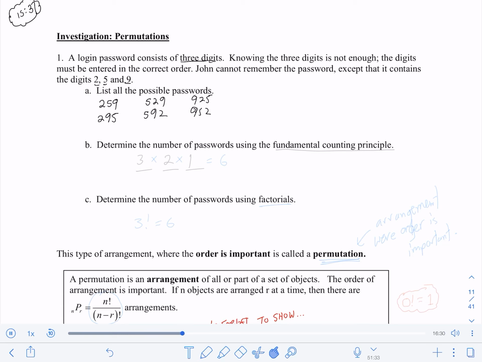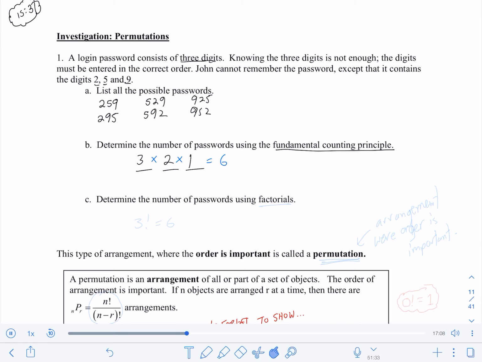There they all are. Now, the other way that we've done this before is using the fundamental counting principle, because I can divide this guessing into 3 stages: the first stage, the second stage, and the third stage. For the first stage, I have 3 choices, either a 2, a 5, or a 9. The second stage, I only have 2 choices because I've used one of them. And then the last is 1 stage. The fundamental counting principle says we should multiply all these together. And so that equals 6 different ways, 6 different passwords.